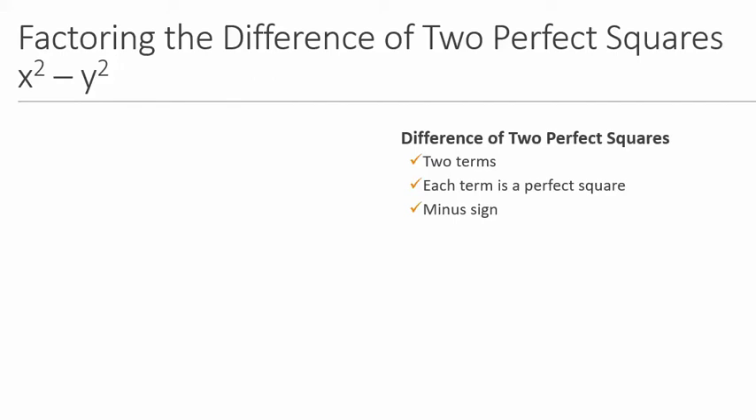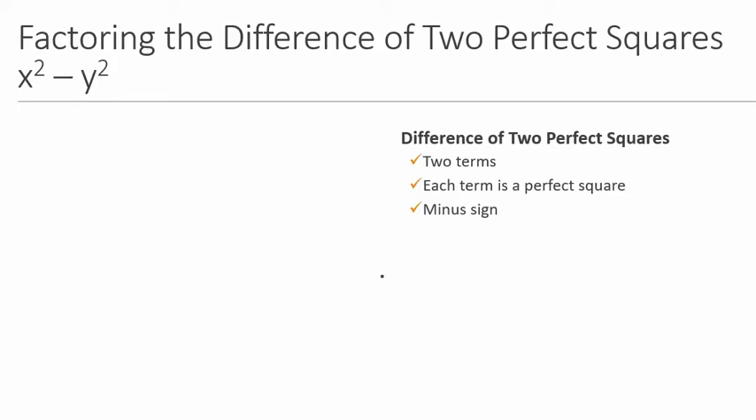In this video, we're going to look at factoring what's called the difference of two perfect squares. Now, the key to doing this is recognizing that you do have the difference of two perfect squares. So the difference of two perfect squares is going to be in this form right here. And this is a little deceiving with the x and the y. X could be anything as long as it's squared, and y could be anything as long as it's squared.